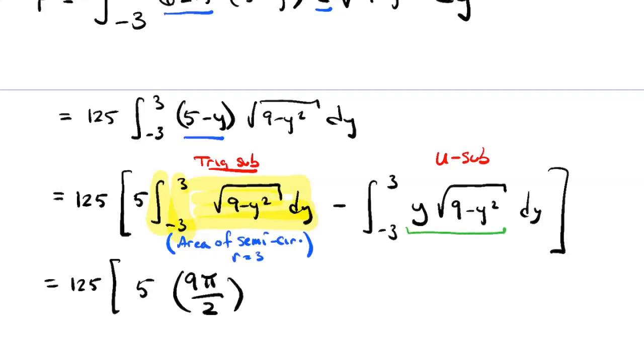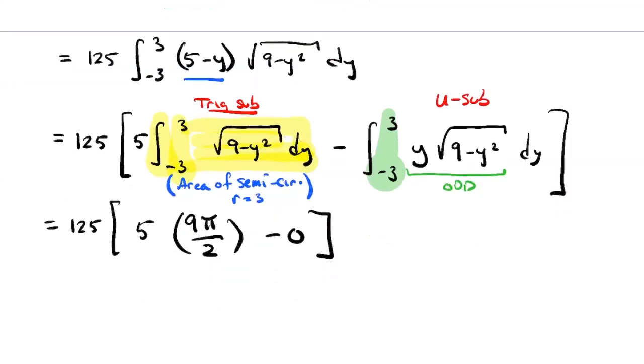Y times the square root of 9 minus y squared is an odd function, right? When you integrate an odd function from minus something to something, you get 0 because of the symmetry of the odd function. So it's an odd function integrated over a symmetric interval. That's going to just turn out to be 0. You can check it when you do your ordinary u substitution. I think it would be a good thing for you to do.